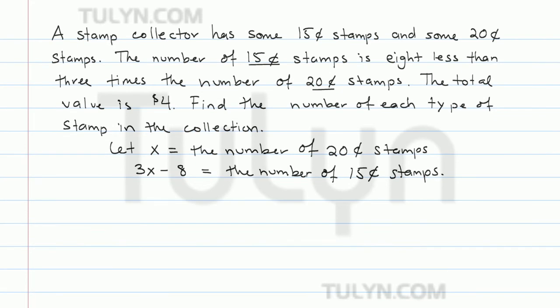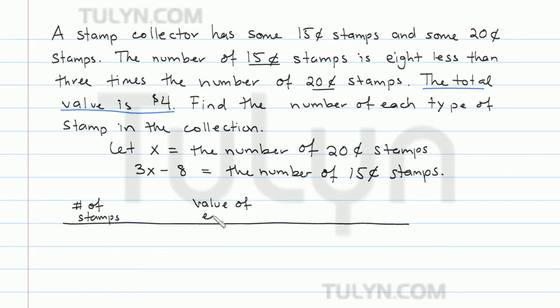Now that we've labeled our variables, what we want to do is construct a table. The reason we want to do this is because what we know is the total value of the stamp collection in terms of money, not in terms of how many there are. So we want to find the value in cents of the total number of the 20-cent stamps and the 15-cent stamps. Our table will have the number of stamps, the value of each stamp, and then the total value in cents.